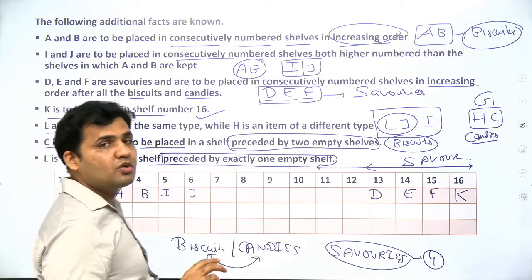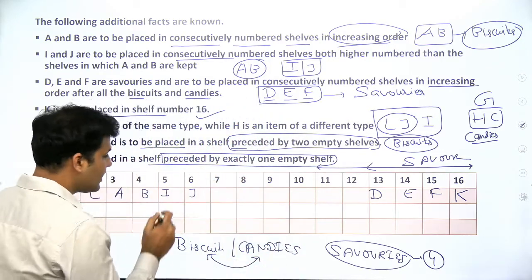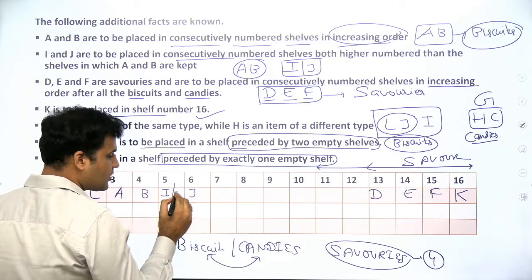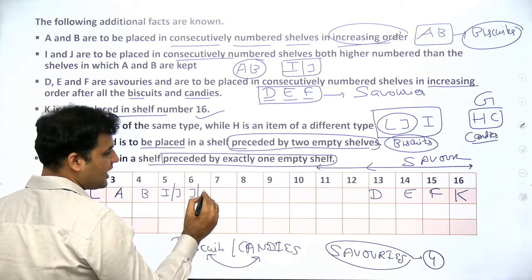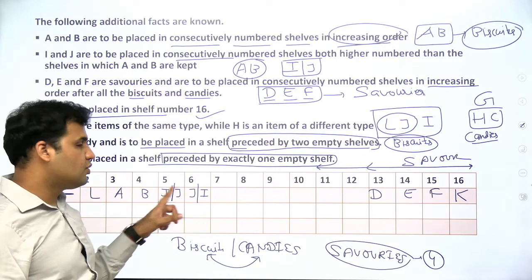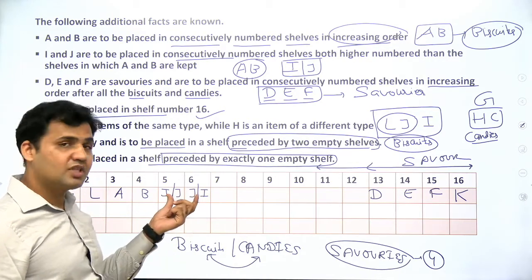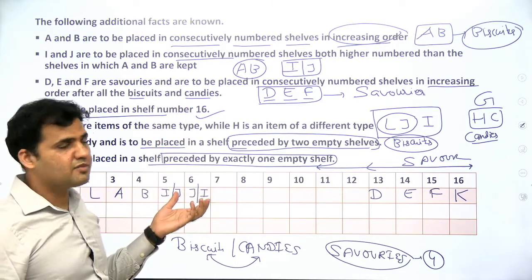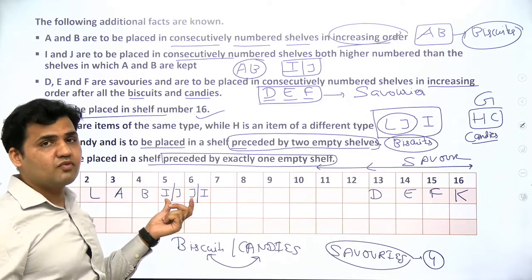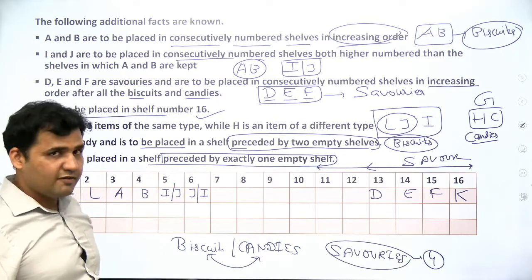But the problem is we do not know whether I will come first or J will come first. So I'll take both possibilities: I first, or J can be first and then I will be coming after J. So we do not know the exact shelf number for I and J. Both cases are possible. Nothing is mentioned which tells us exactly whether I will be coming first or J will be coming first, right? Now all 5 biscuits are placed.